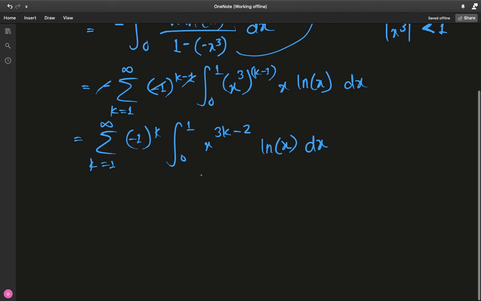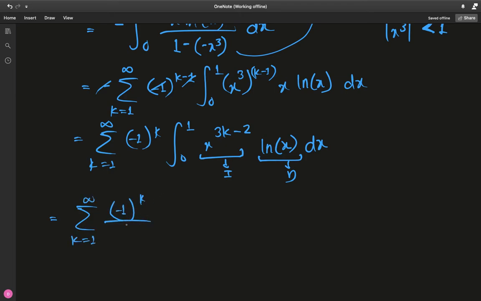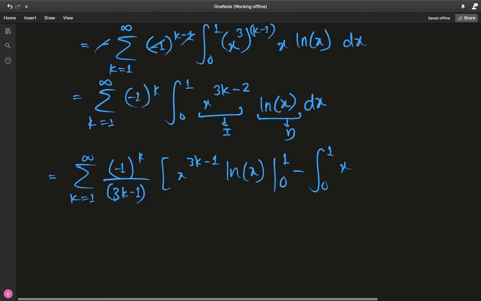And at this point we can totally apply integration by parts. We can integrate this while we differentiate this. So we just obtain the sum from k equals 1 to infinity of minus 1 to the k divided by 3k minus 1, the polynomial antiderivative, and we have x to the 3k minus 1 times natural log of x evaluated from 0 to 1, minus the integral from 0 to 1 of x to the 3k minus 1 divided by x because of the derivative of this natural log. So x to the 3k minus 2 power dx.